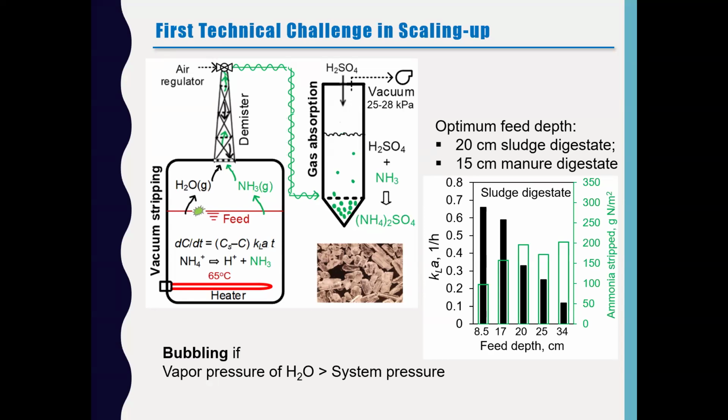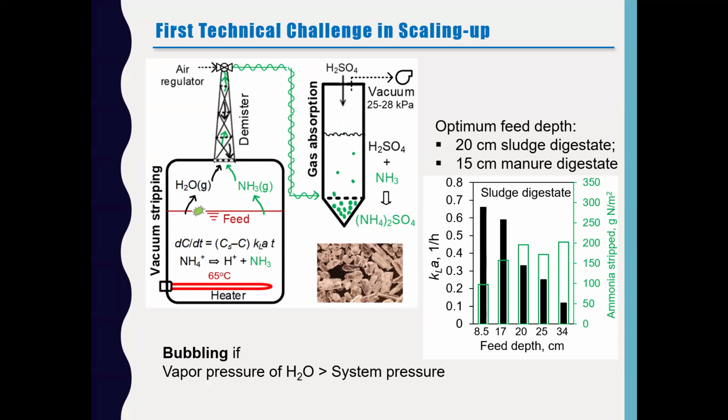And KLA is proportional to stripping rate. So we found that for digested sludge, the optimum feed depth is 20 centimeters. We also tested with digested dairy manure, and the optimum was just 15 centimeters. That's too shallow for scale up.